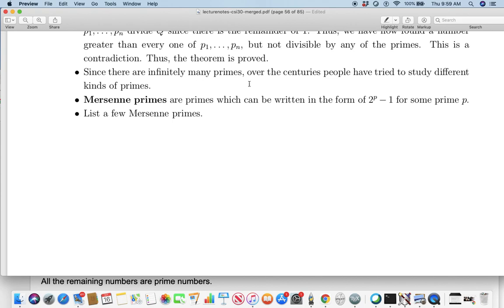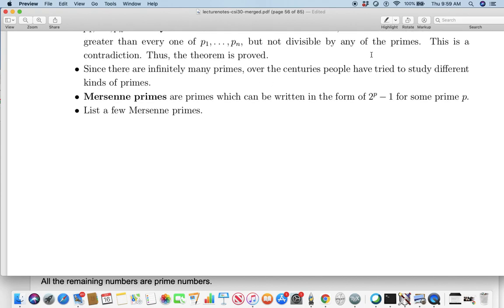Since there are infinitely many primes, over the centuries, people have tried to study different kinds of primes. Here is a beautiful example, Mersenne primes. Mersenne primes are primes which can be written in the form of 2 to the prime minus 1 for some prime. 2 to some prime power, minus 1.